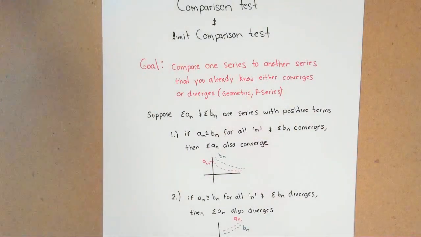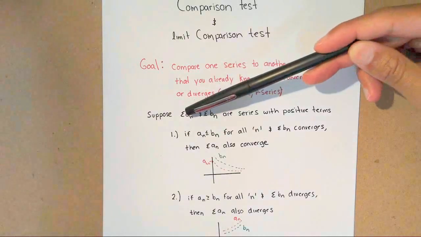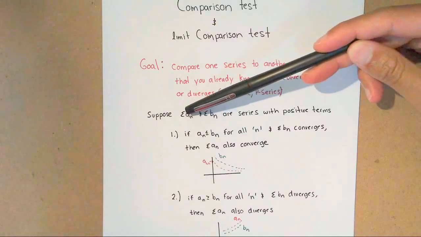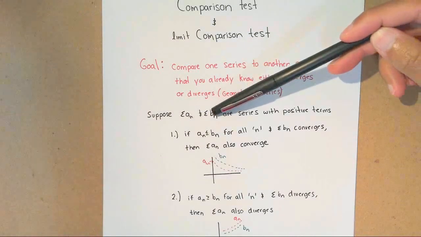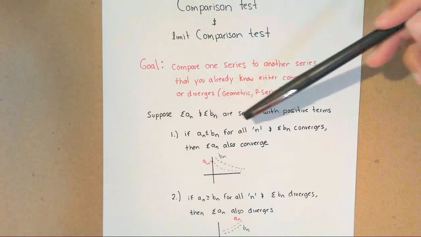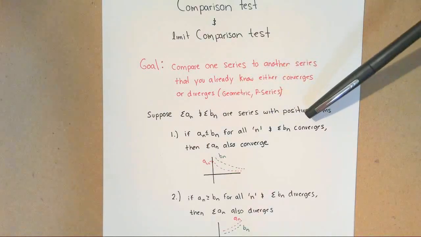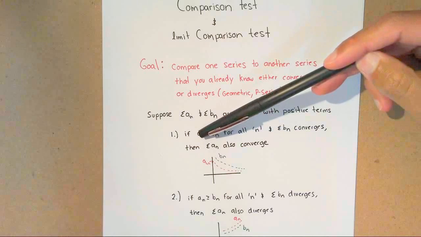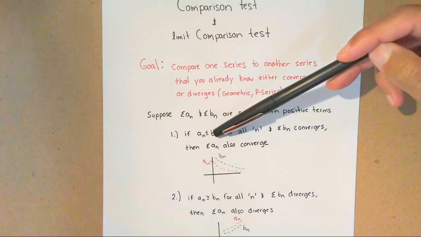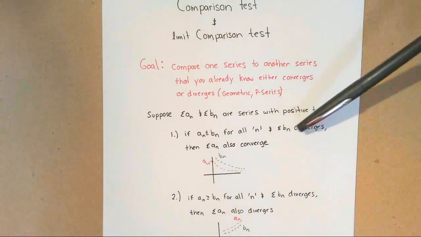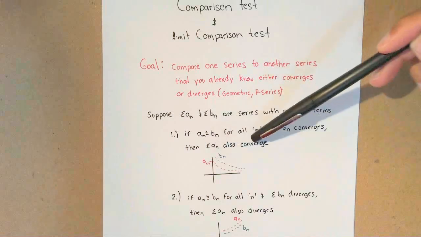Now suppose you're given a series. We're going to compare it to something that looks just like it. Now both of these have to be positive terms. And if our original series A of n is less than what we're comparing it to, B of n, and B of n converges, then A of n also is going to converge.